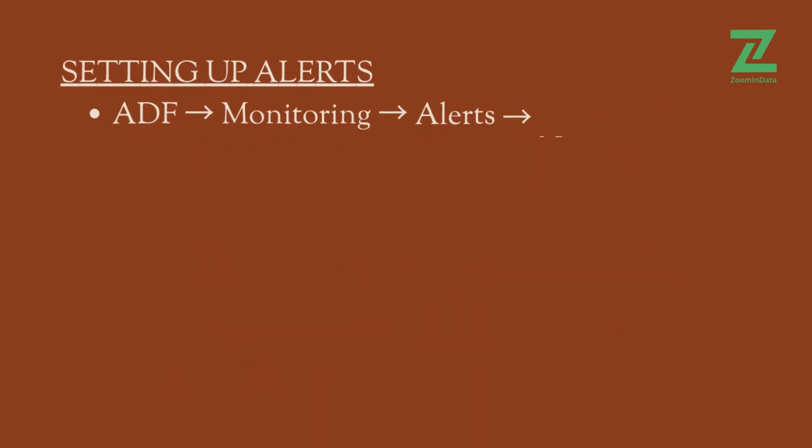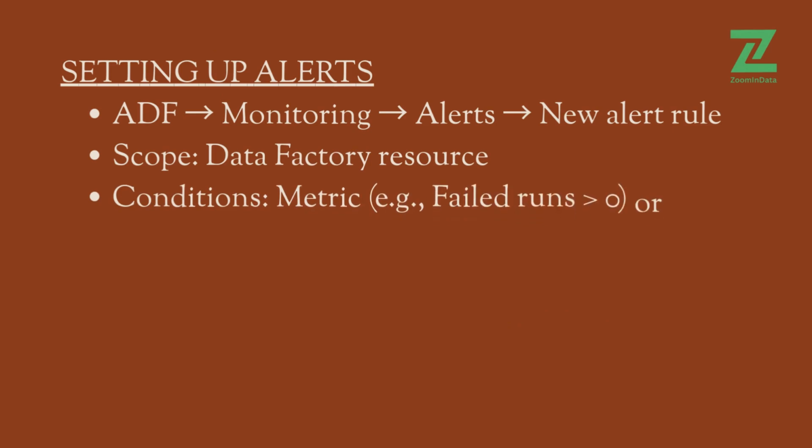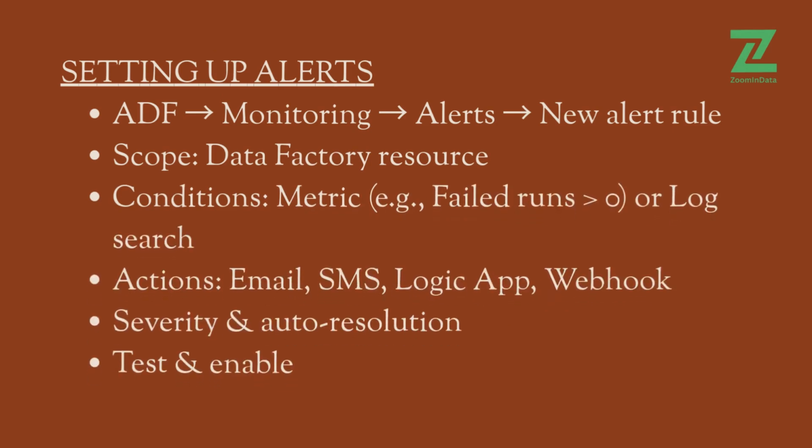To set up alerts, go to your Data Factory, Monitoring, Alerts, and click New Alert Rule. Set the scope to your Data Factory resource. Define conditions. For example, a metric alert when failed pipeline runs is greater than 0, or a log search for specific error patterns. Configure actions like email, SMS, logic app triggers, or webhooks. Choose severity levels and whether auto-resolution applies. Test the alert and enable it to start receiving notifications.